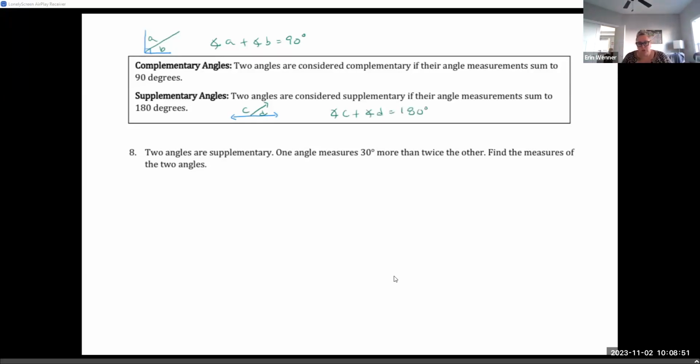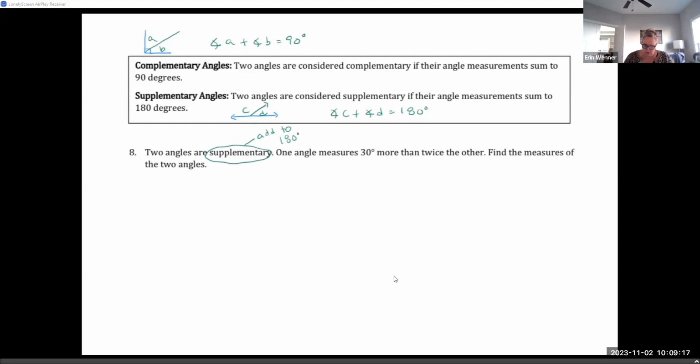We're not going to test you on actually drawing angles or anything like that, but you do need to know about these relationships so that you can solve the word problems that go with them. So number 8 says two angles are supplementary. So when you see that word supplementary, you want to go, oh, add to 180. That's the piece we want to know.